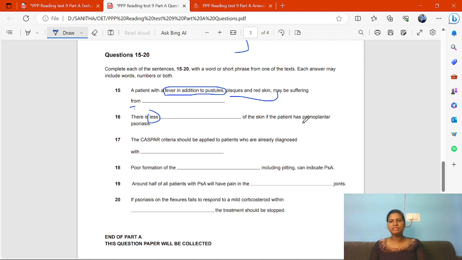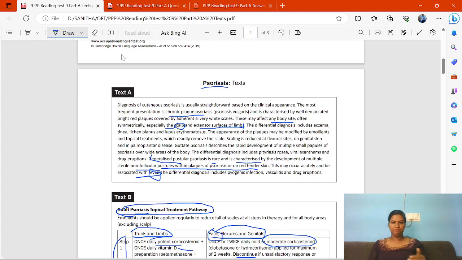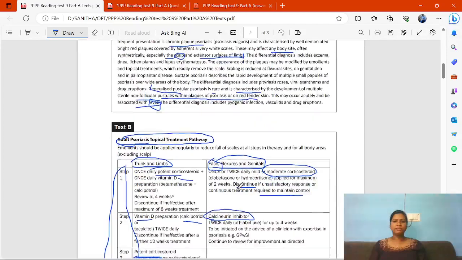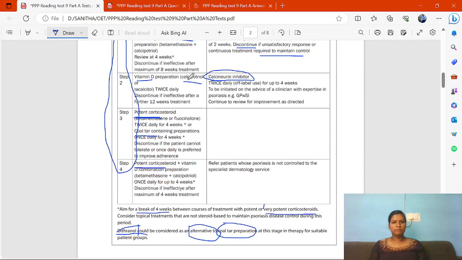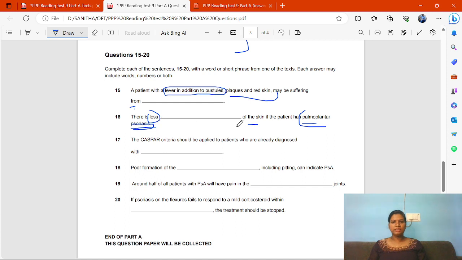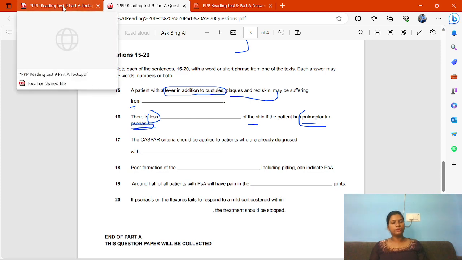There is less scaling of the skin if the patient has palmoplantar psoriasis. So one keyword, there is less of the skin, and palmoplantar psoriasis another keyword. Okay, we got two keywords here. Then this information we get in test A. If it is not in test A, we have to go to another test. Mostly this information we will get in test A.